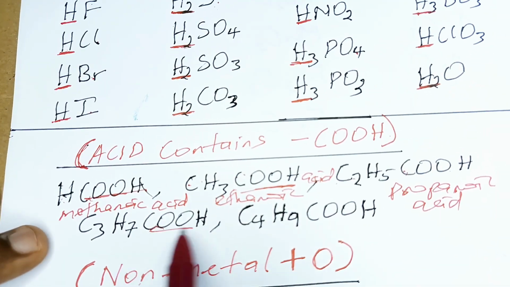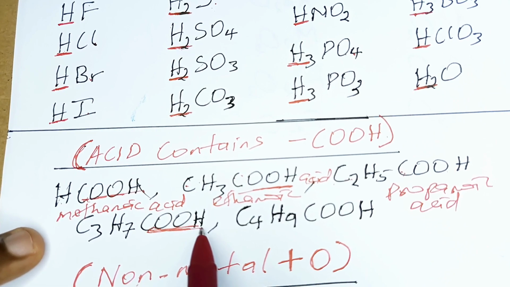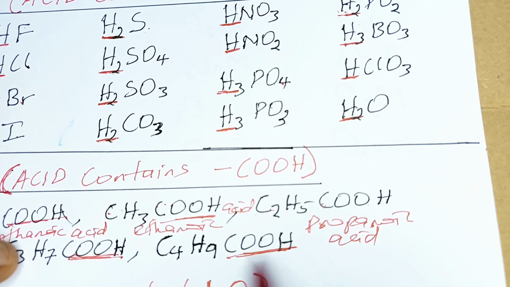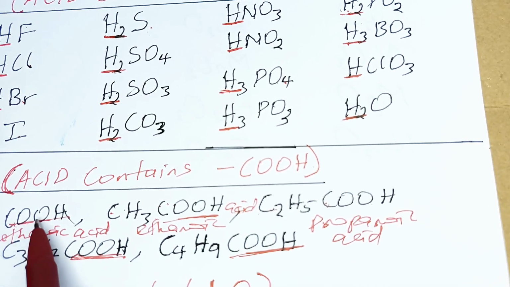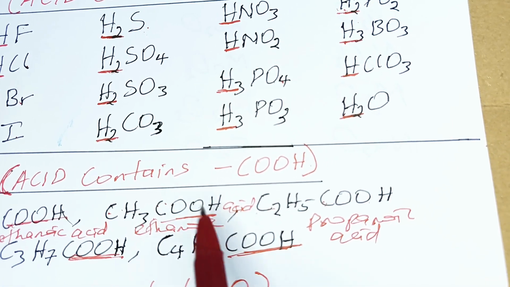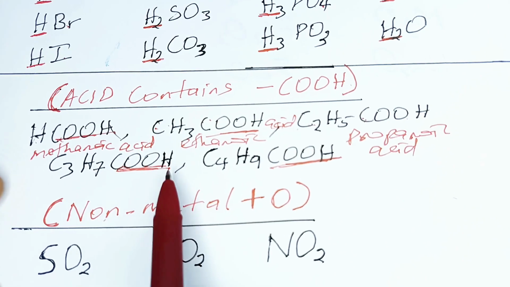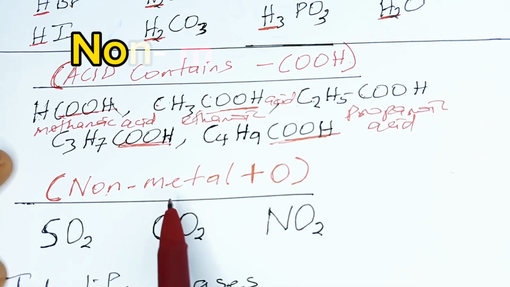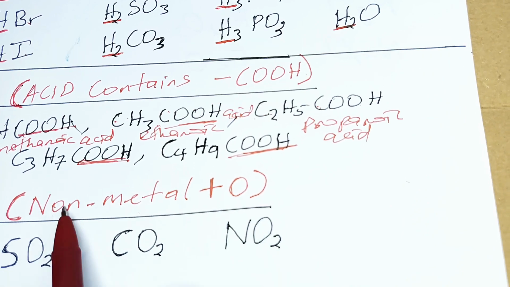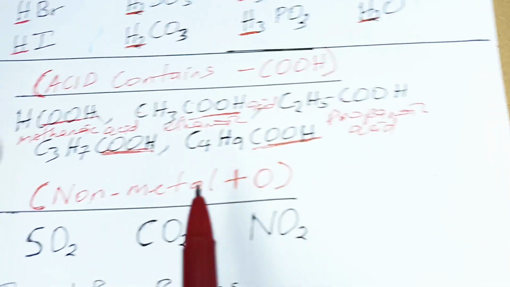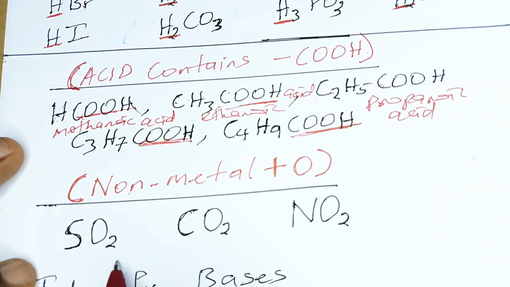Another one, this is also an acid. So the second method is that whenever you see COOH, it becomes an acid. Another method of knowing acid is when a non-metal is joining with oxygen. Non-metals joining with oxygen. I have 3 examples here.